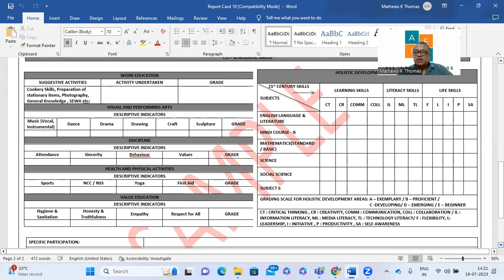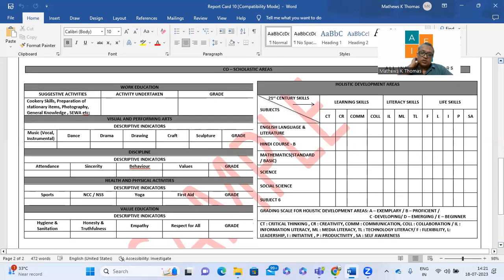So when we are looking at subjects, what is the holistic development taking place in subjects, then we can prepare something like this. English, Hindi, whatever subjects you are having, we'll put that. Then we'll put the learning skill, literacy skill, life skill. In the subjects also, we can do the holistic development area. It's not only the curriculum they are getting the marks. So we have learning skills, literacy skills, and life skills. Here we have put short forms CT, CR, COMM, and all that. So those short forms we can expand.